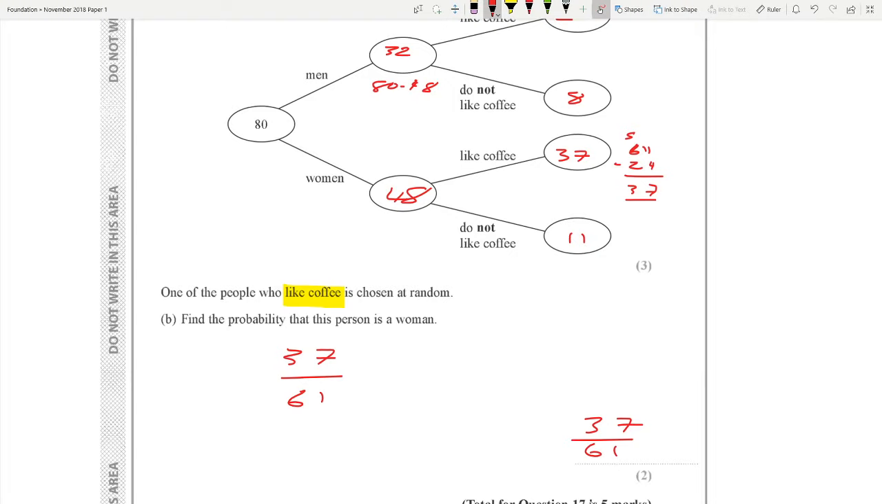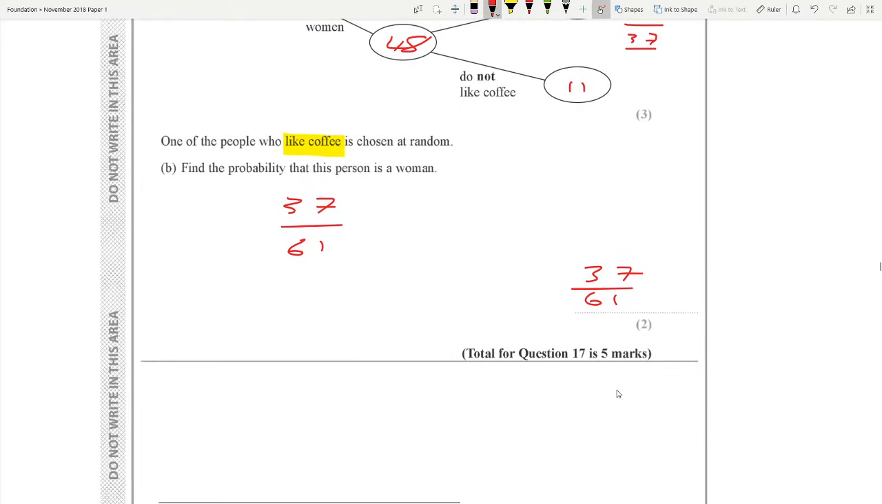A common mistake made on this question is students write down 37 out of 80. The reason why that's wrong is because we don't want how many people out of everybody. If it said one of the 80 people were chosen at random, then 37 out of 80 would be correct. But here we're looking specifically at those people that like coffee. How many of those would be women? So the answer is 37 over 61. 5 marks there.